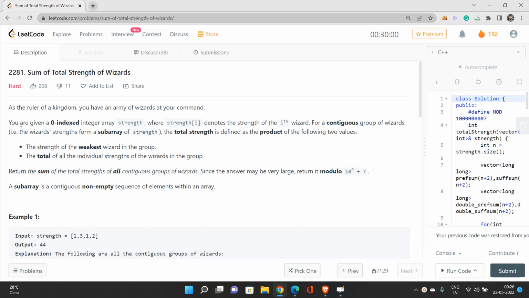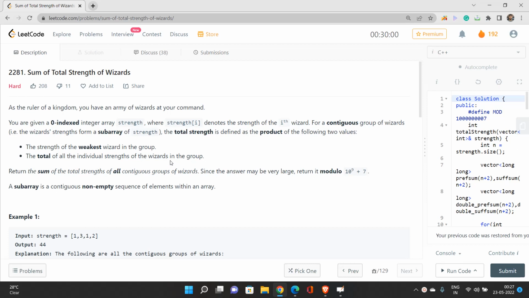So let's begin. We are given a zero-indexed integer array strength, where strength[i] denotes the strength of the ith wizard. So basically we are given an array of size n, and every element of the array denotes the strength of a particular wizard. Now for a contiguous group of wizards, that is a subarray, the total strength is defined as the product of two values: the weakest wizard in this group and the sum of all the individual strengths of the wizards.